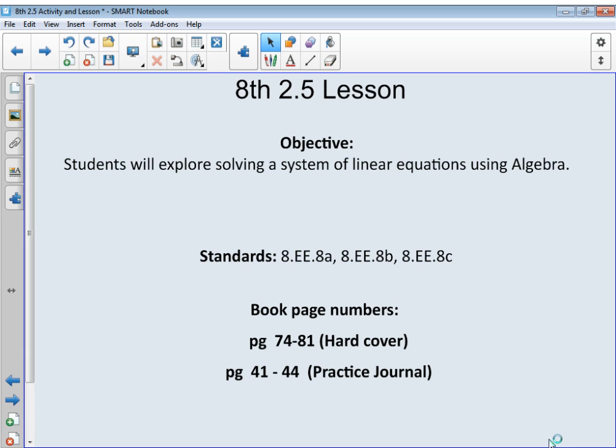This is lesson 2.5 for the 8th grade. It's actually part 3 of 2.5. Today we're still going to be working with systems of equations, but today we're going to learn how to work through and solve them algebraically. The standards are 8.EE.8.A, B, and C. The page numbers are 74 through 81 out of the hardcover book and 41 through 44 out of the practice journal.